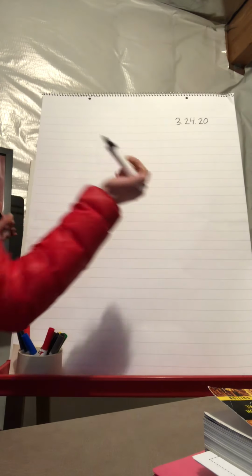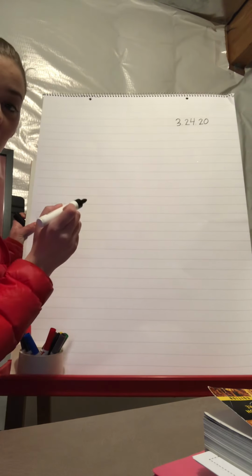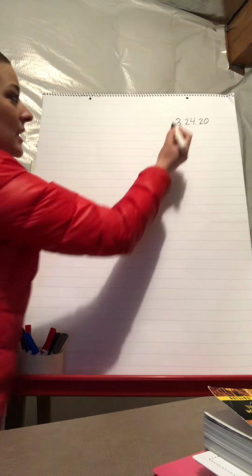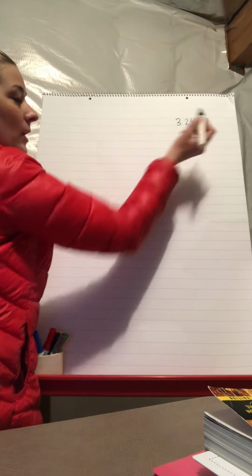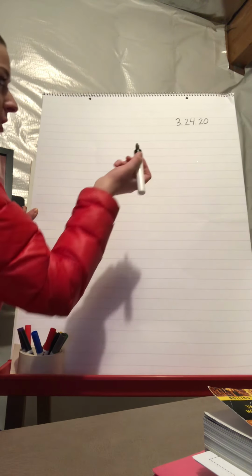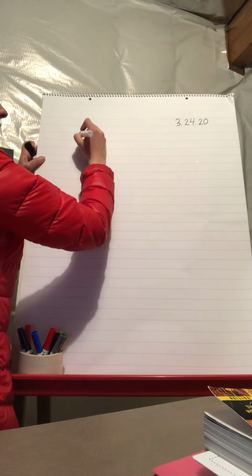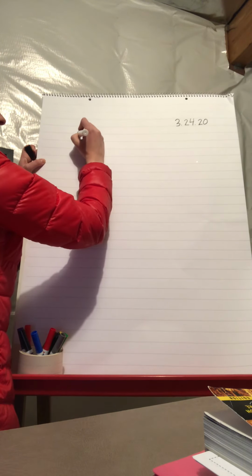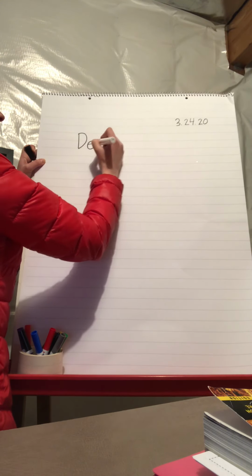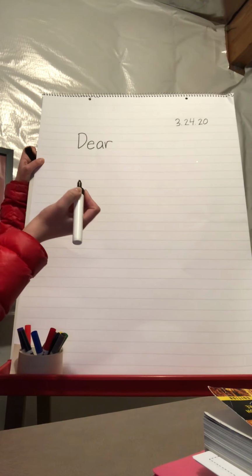So right here in the top right corner, I have written the date, because the date is an important part of the letter too. The person needs to know when you wrote your letter. So I put the date, which is 3.24.20, or I could write out March 24th, 2020, but I just put it this way. Then we're going to skip a line and we're going to go down and start with "Dear," because that's part of our greeting or our opening.